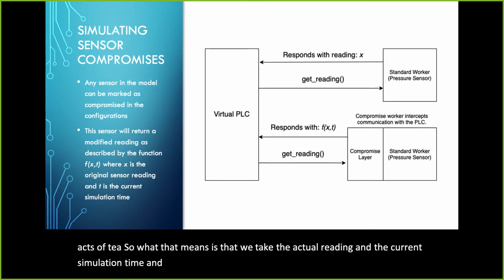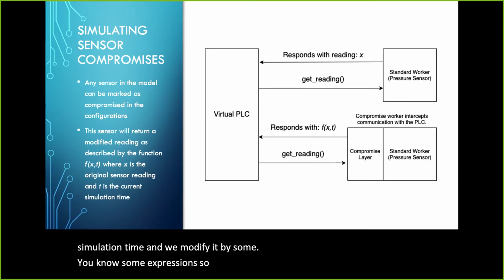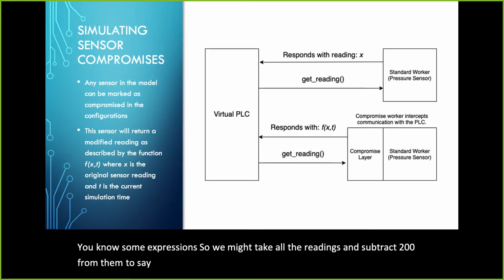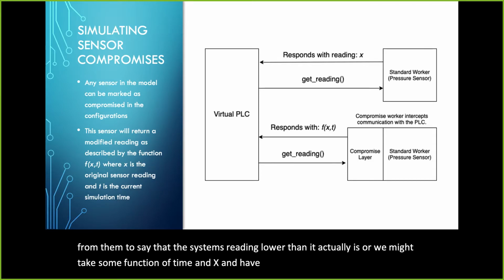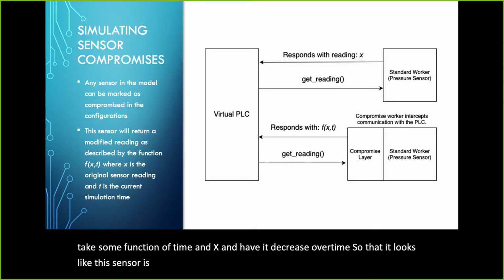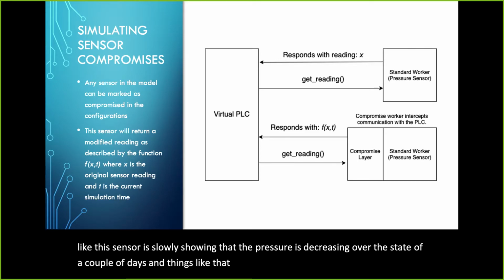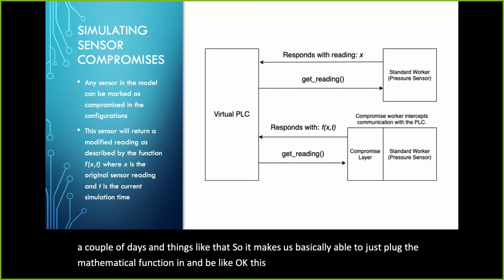some expression. So we might take all the readings and subtract 200 from them to say that the system's reading lower than it actually is. Or we might take some function of time and X and have it decrease over time so that it looks like this sensor is slowly showing that the pressure is decreasing over the span of a couple of days, and things like that. So it makes us basically able to just plug a mathematical function in and say, okay, this is the compromise that they would try and attempt.